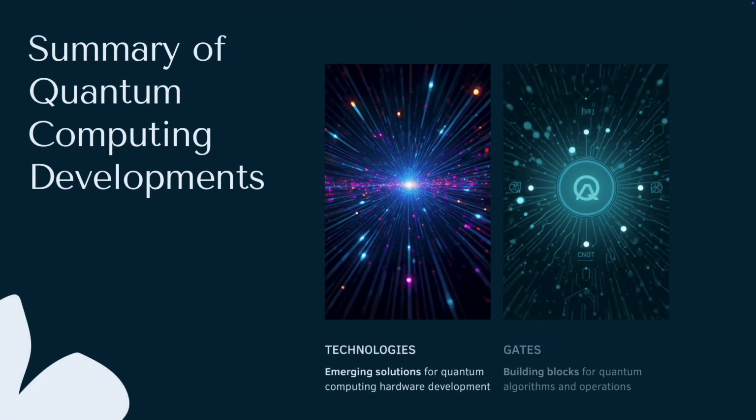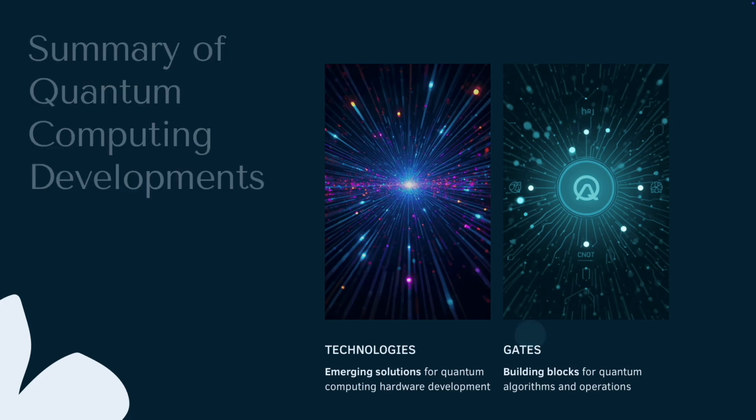Let's wrap things up. Today, we learned how qubits are made, how they're controlled using gates, and how quantum computers perform real calculations. We also looked at their challenges like noise and stability, and how scientists are working to fix them. The field is growing fast, and every year we're getting closer to practical, powerful quantum computers.